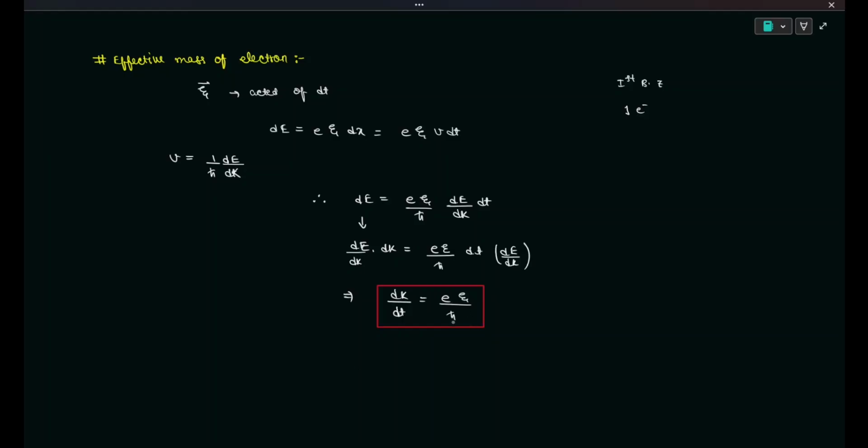Now if I multiply ħ on both sides, then this will become d(ħk)/dt is equal to eE. And if you remember, this ħk is nothing but the momentum p. So the rate of change of momentum is equal to eE, which is equal to the force according to Newton's second law. Here this p represents the crystal's momentum.